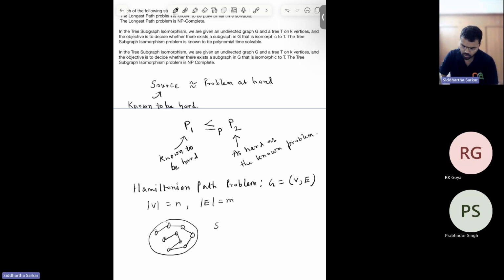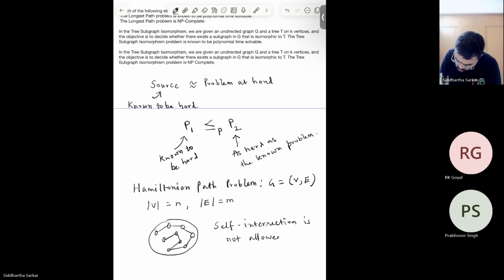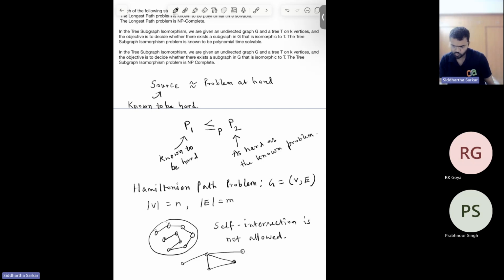Because self-intersection is not allowed. You cannot reuse a vertex. So you cannot say that, okay, I am going from V1 to V2, then V3, then V4, then I'm going back to there. This kind of thing is not allowed. This is what is called a walk, where repetition is allowed. Where self-intersection is allowed, that is called a walk. Whereas in a path, you do not want repetition. Is that fine? Yes.